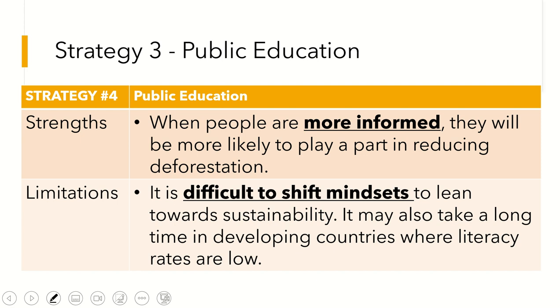Okay, so for example, if I know how palm oil is grown in Malaysia and in Indonesia, that they will deforest a large plot of land and then grow the palm oil, harvest the palm fruits, and after that squeeze out the oil. So if people know that palm oil actually plays a huge part towards deforestation, maybe people will choose not to purchase palm oil, or palm oil byproducts, or products that use palm oil. Okay, so that is one example of the strengths of public education. If people are more informed, we can make choices that play a part in reducing deforestation.